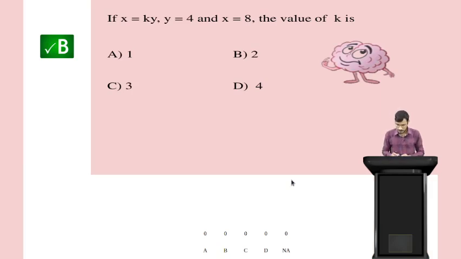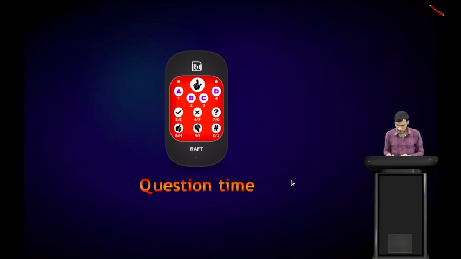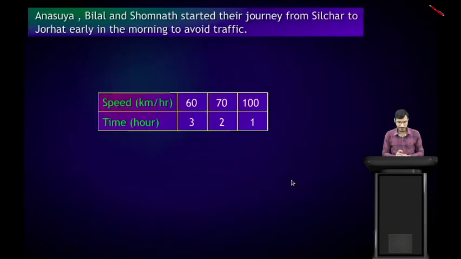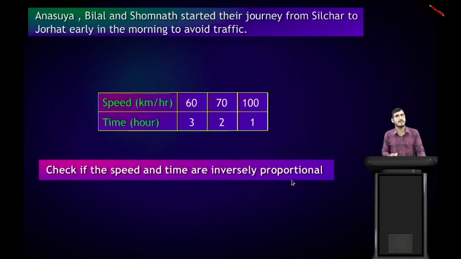Now let's move to the next part. Here Anusuya, Bilal and Somnath started their journey from Silchar to Jorhat early in the morning to avoid traffic. The speeds are 60, 70 and 100, and the time taken is 3 hours, 2 hours and 1 hour. Check if the speed and time are inversely proportional.